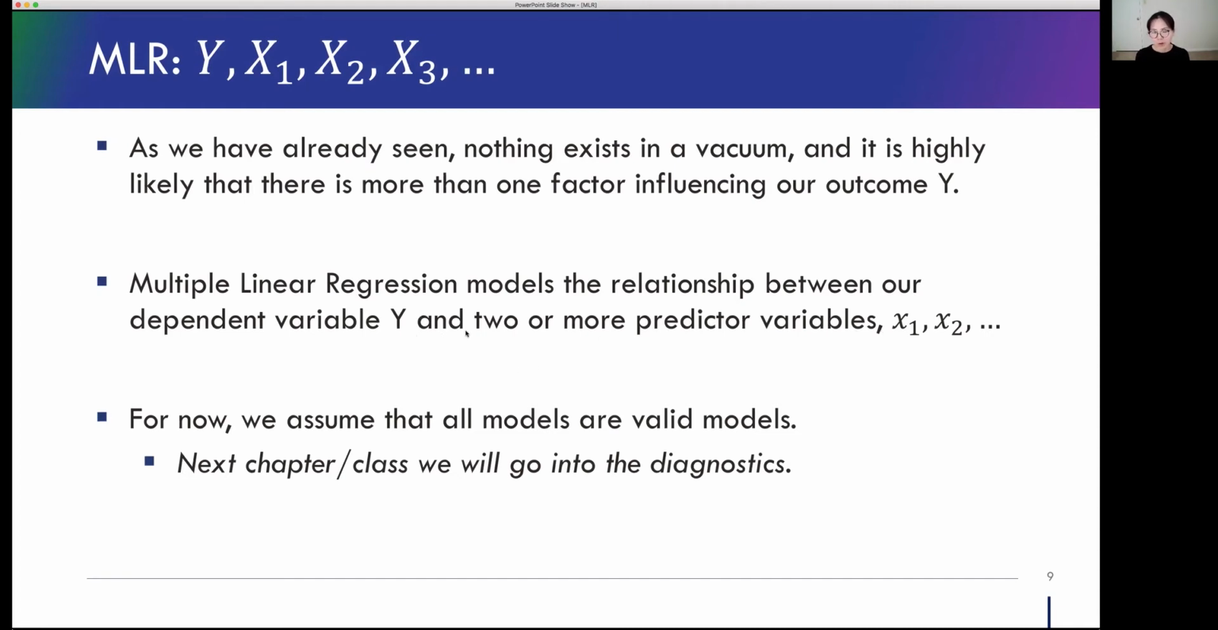So yeah, I emphasize again, our y is called the dependent variable, also called the response. And all the x, we call them predictors, and we also call them independent variables. Don't get confused about what is y and what is x. For now, we are just working on the models, and next week we will talk about the diagnostics. So just hold on for 1 week.